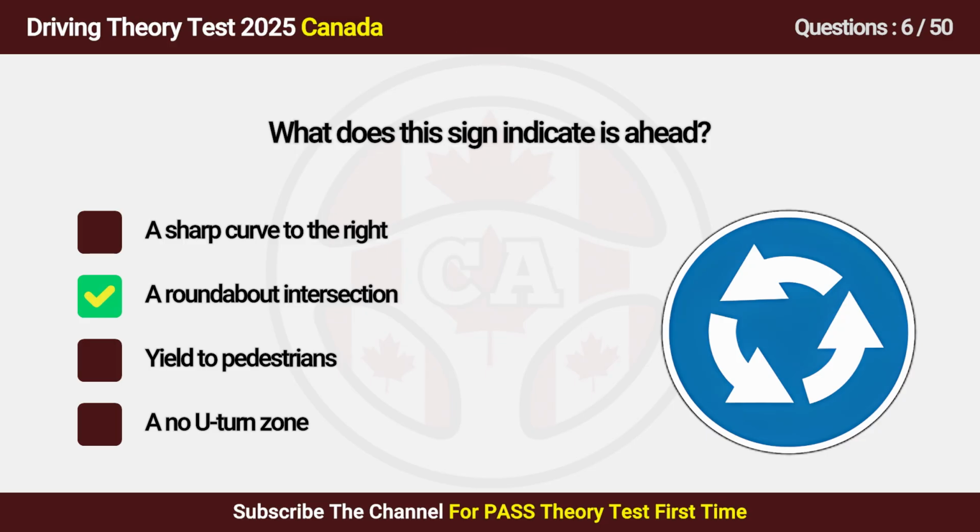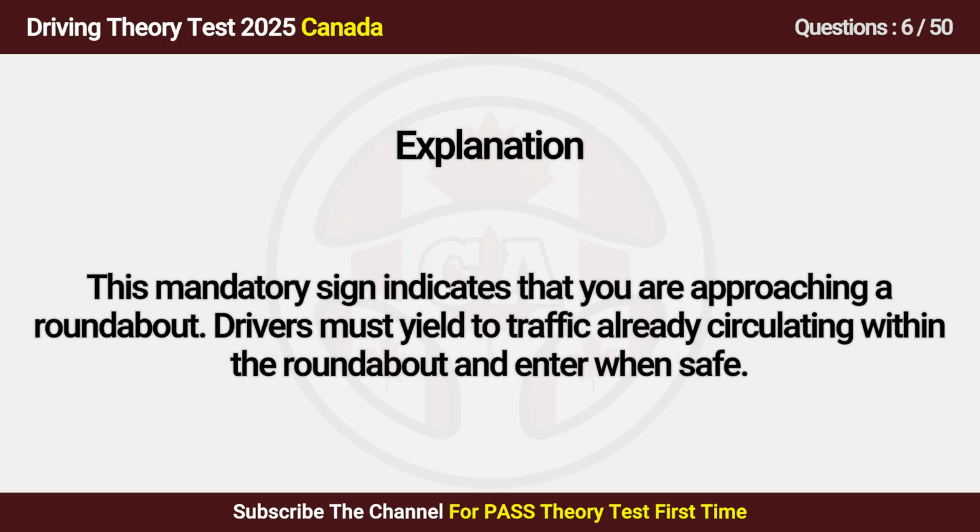Answer is B. A roundabout intersection. This mandatory sign indicates that you are approaching a roundabout. Drivers must yield to traffic already circulating within the roundabout and enter when safe.